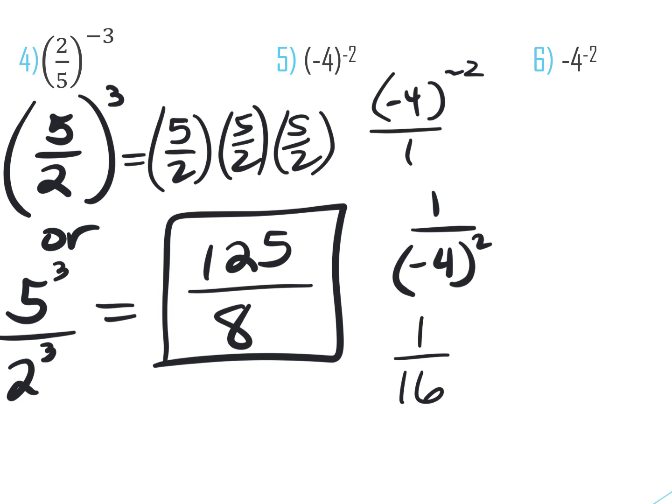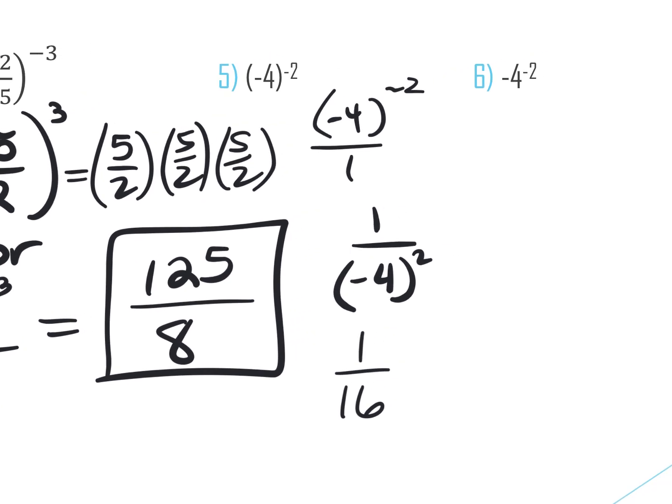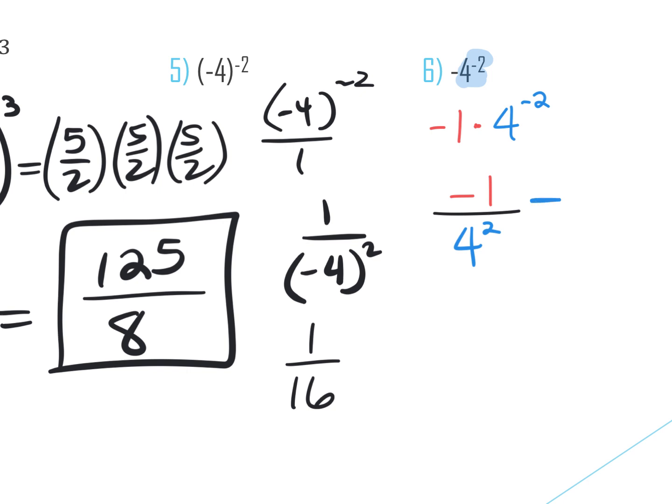Now, the next problem looks like it's the same, but notice there's no parentheses. So if you'd rather think of this as being the -2 is only on the 4. So if you want to think of this as being a -1 times 4 to the -2, then the -1 stays in the top of the fraction, and then the 4 to the -2 moves to the bottom. Then make it 4 times 4, and you get 16 over, and then -1 on the top.